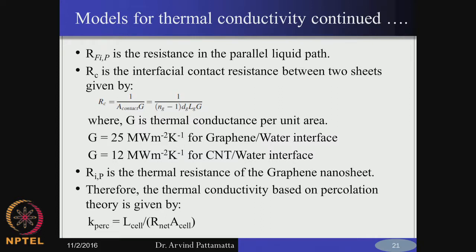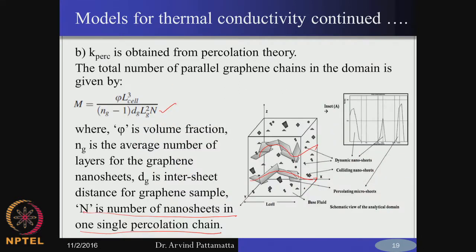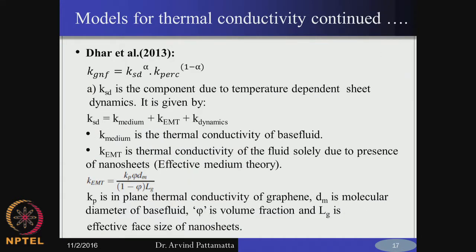So, from this we get the K percolation component, and we can also estimate the conduction resistance from another empirical correlation, which depends on the thermal conductance per unit area, and depending on the type of nanofluid you have to use the value of G appropriately. So, from the components of K percolation and K Brownian (sheet dynamics), we use a power law rule to calculate the total thermal conductivity of the nanofluid. So, we use a factor alpha and 1 minus alpha to take the individual contribution.